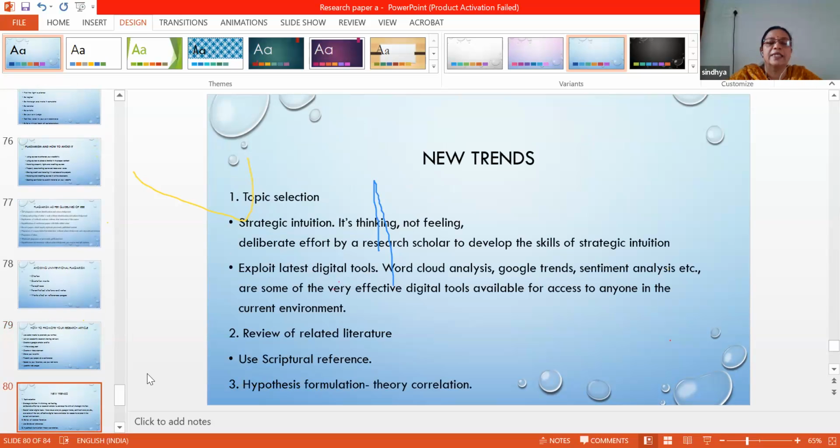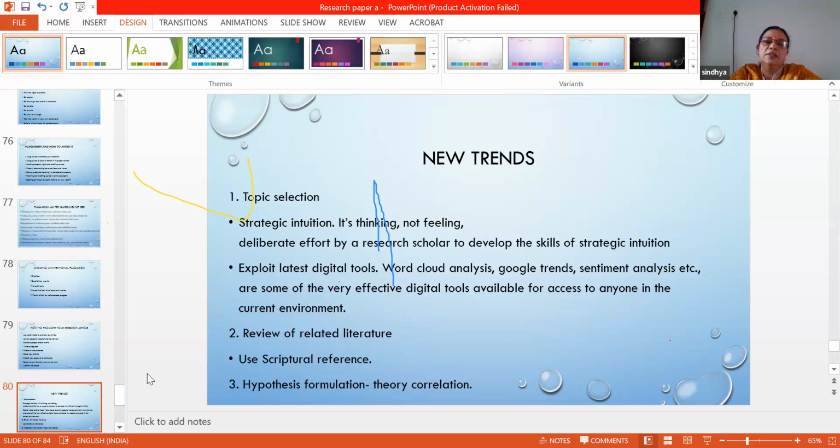So, well, for topic selection, we should use our thinking process. That is important. So thinking is important. Technically, it is termed strategic intuition. It is not mere assumption. We purposefully think and select a topic. So we use strategic intuition, and a researcher must deliberately make an effort to improve strategic intuition skills, so that our topic selection, our thinking process, our problem solving process will be enriching.